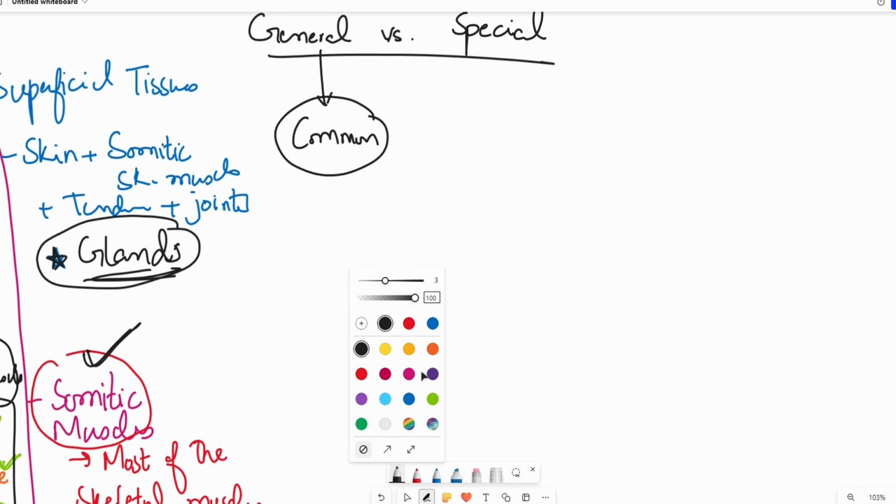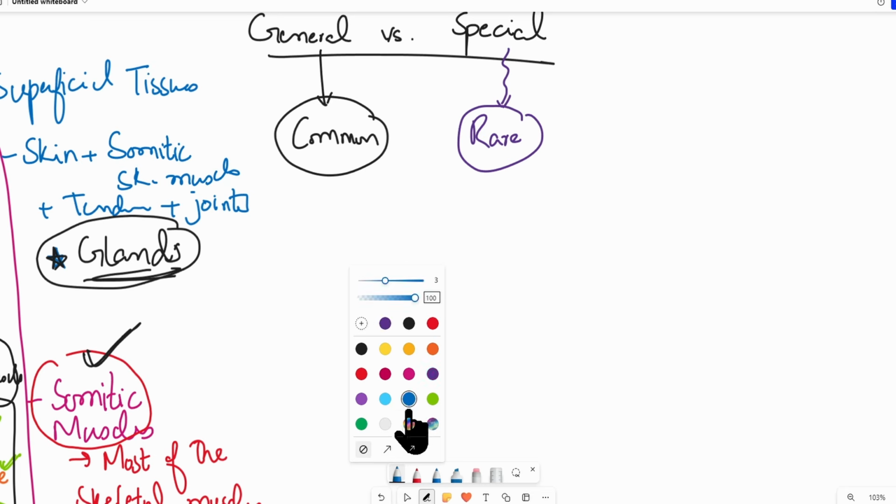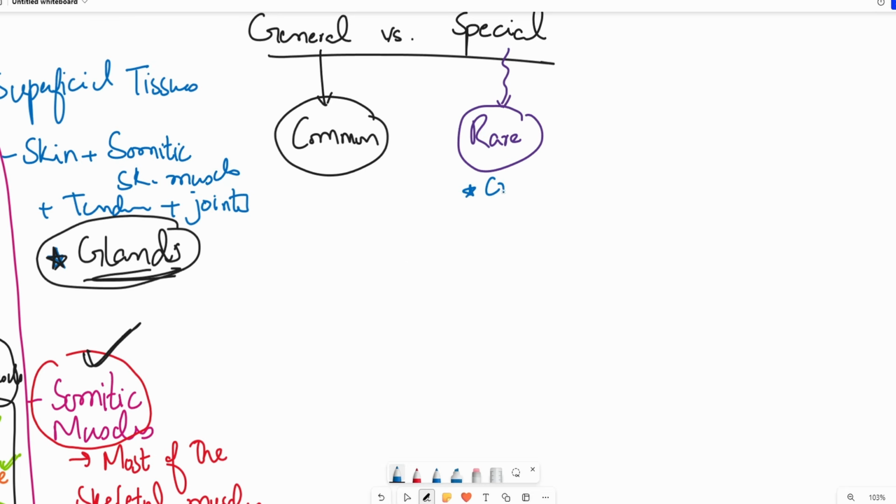So the rare are supplied by special fibers, and of course these fibers are rare. They are so rare that they are present only in the cranial nerves. They are not present in the spinal nerves. Spinal nerves are so common that they are just harboring general type of fibers. There are no special fibers in the spinal nerves. They are only present in the cranial nerves.